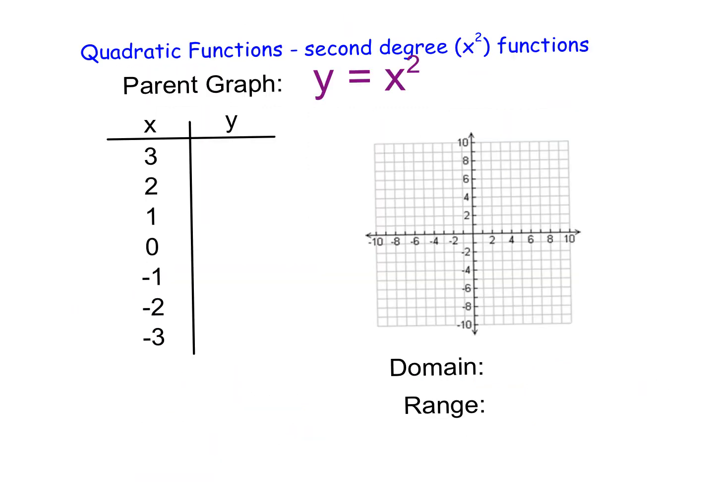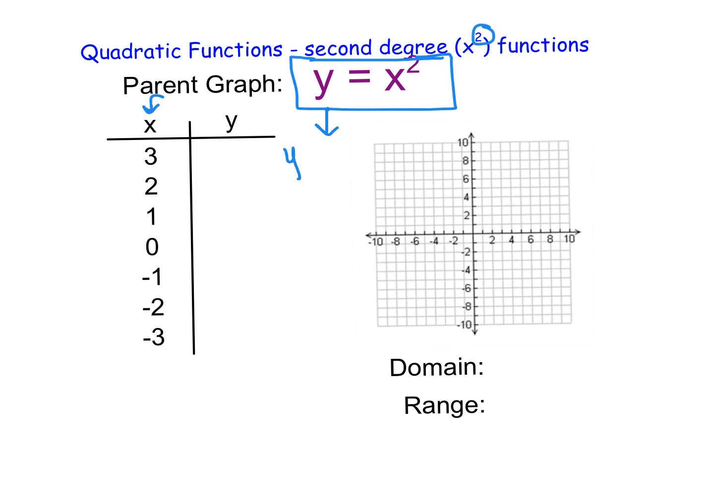So now that we know what a quadratic function is, let's take a look at the parent graph of a quadratic function. Remember, these are second degree, so exponent of 2 functions or second degree polynomials. And our parent graph for our quadratic function is this simple graph here of just y equals x squared. So let's create a table of values for this equation so that we can see what the parent function of a quadratic function looks like. Here we're just going to take our values for x in our table, x is from 3 to negative 3, and plug them into our equation.